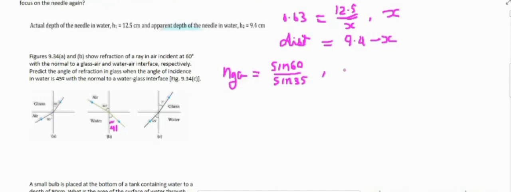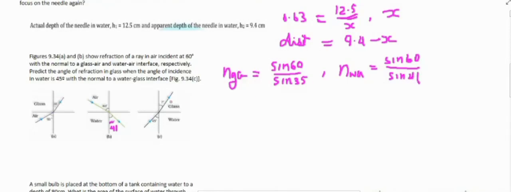Then next case, you take NWA, refractive index of water with respect to air. So you will get sine 60, again the angle in the other medium must be in the numerator, sine 60 divided by sine 41.